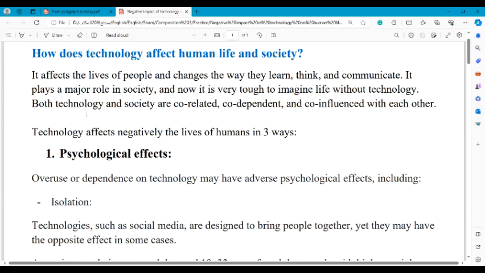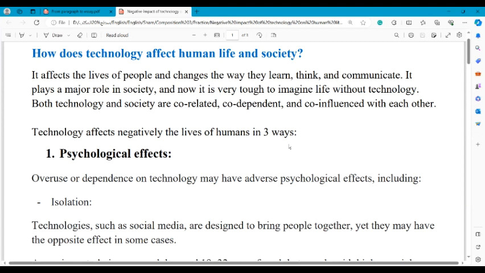So how does technology affect human life and society? It affects the lives of people and changes the way they learn, think, and communicate. It plays a major role in society. Now it is very tough, like difficult, to imagine life without technology. Both technology and society are correlated, related, linked with each other, codependent, meaning dependent on each other, and co-influenced, meaning affected by each other.